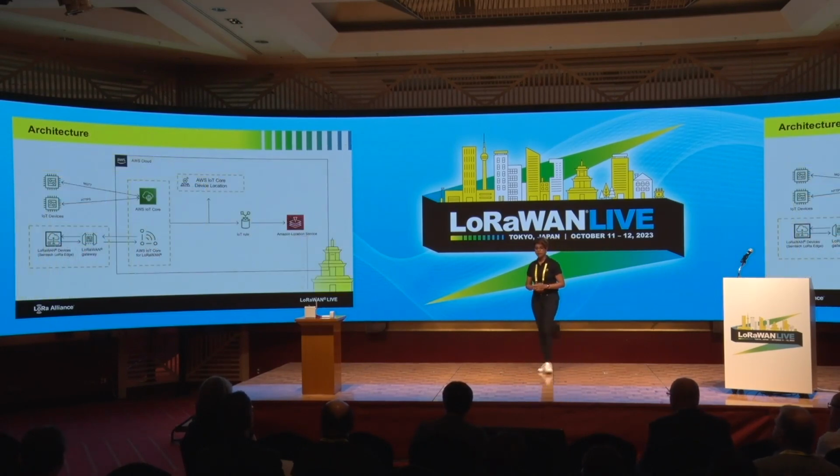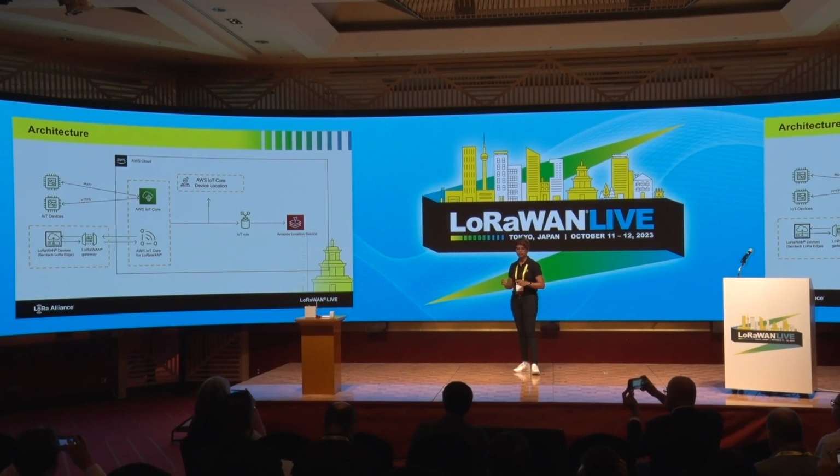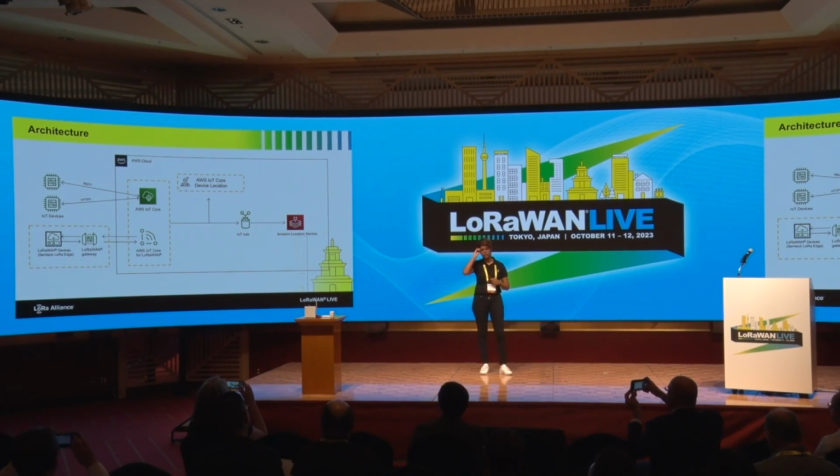This is the entire end-to-end architecture. If you want to build an end-to-end solution for asset tracking, it's the same flow again from connecting your devices, gateway to IoT Core for LoRaWAN. And then in the middle, you see IoT Core device location. It's basically enabling the feature. You don't have to write any piece of code here.